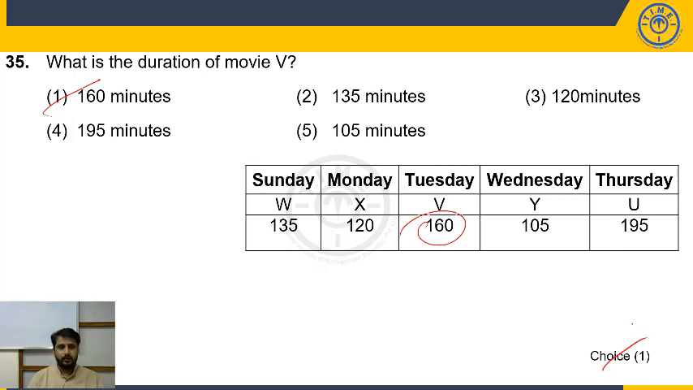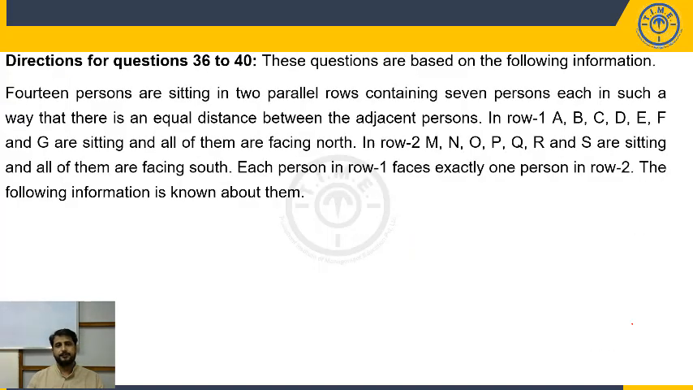Okay. Last set, 36 to 40. 14 persons are sitting in 2 parallel rows containing 7 persons each in such a way that there is an equal distance between adjacent persons. In row 1, A, B, C, D, E, F, G are sitting and all of them are facing north. In row 2, M, N, O, P, Q, R and S are sitting and all of them are facing south. Each person in row 1 faces exactly one person in row 2. The following information is known about them.